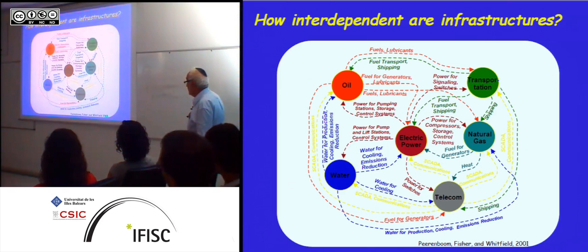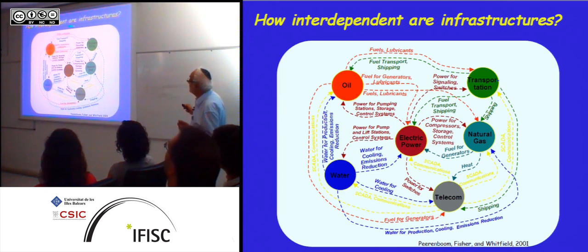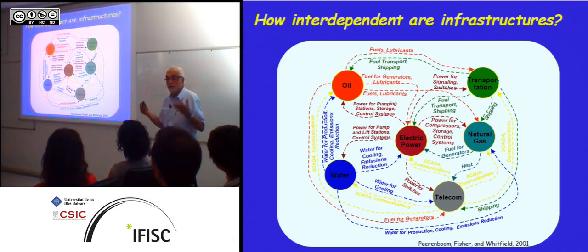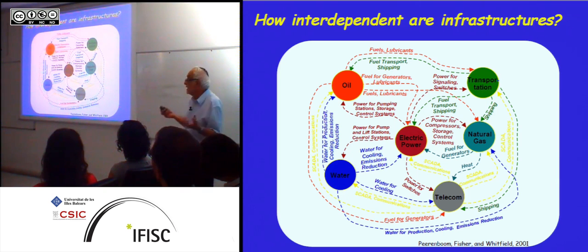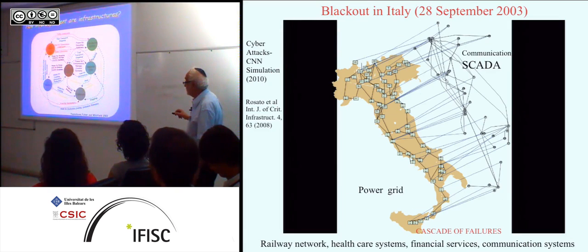Already 11 years ago, engineers knew that there is dependency, and look how they call this. They call it how interdependent are infrastructures. Infrastructures depend on each other. And you can see here, power grid depends on natural gas, transportation on oil, on water, on telecom, and telecom depends on all the others. So the interaction was known. What was missing is a systematic way to study this, a systematic mathematical framework to understand better what happens. And this is what I will try to show you.